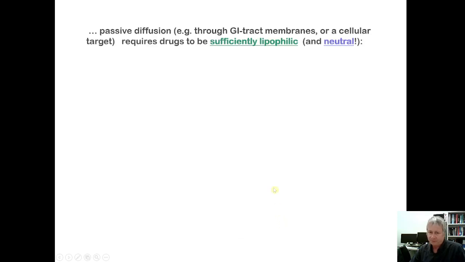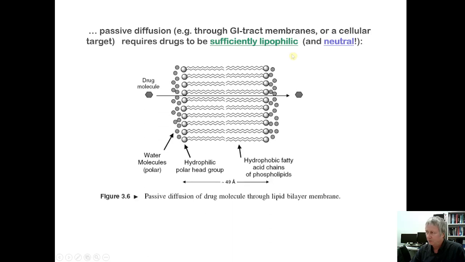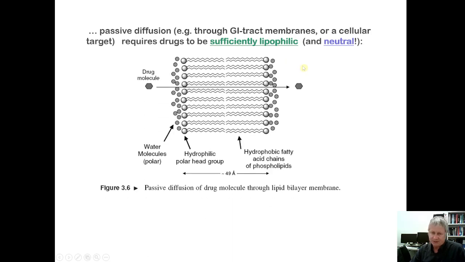Okay, so passive diffusion is the way most drugs are absorbed, and they basically just go right through a GI tract membrane. It could be into a cellular target also, but basically a typical biological membrane. It requires the drugs to be sufficiently lipophilic and neutral. Okay, so this is an example of how a membrane would look. There's water on both sides of it.